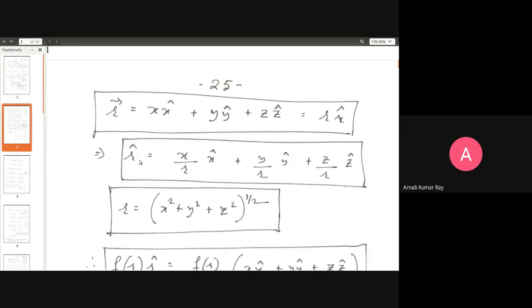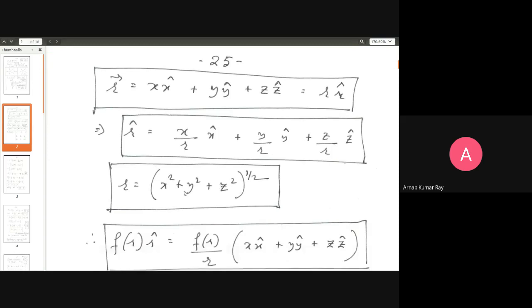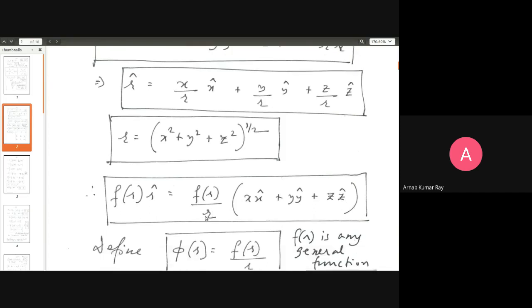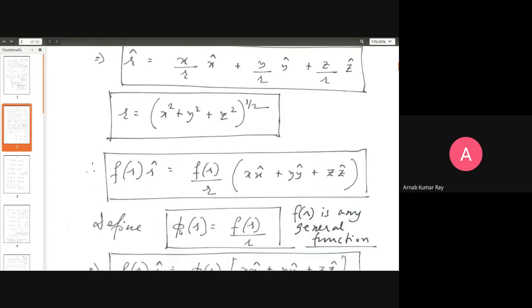And what about R itself? Magnitude of R is equal to x squared plus y squared plus z squared, raised to half. That's the equation of a sphere actually, of radius R. Okay, so f of R times R cap, I'm now writing it like x by R x cap, y by R y cap, z by R z cap. Taking R as a common factor, I'm writing it outside. So define phi of R. You can see that this is just a function of R. F of R is a function of R, which we do not know. It can be anything.